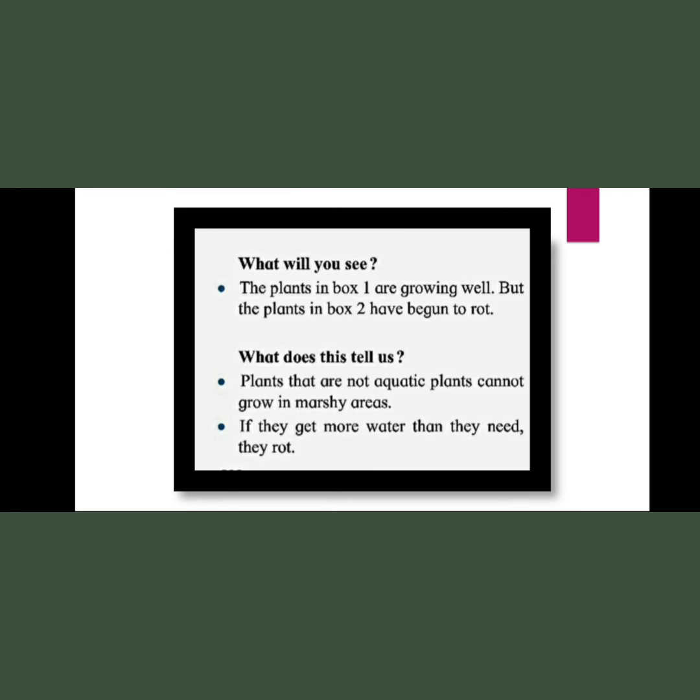What will you see? The plants in box 1 are growing well, but the plants in box 2 have begun to rot. What does this tell us? Plants that are not aquatic plants cannot grow in marshy areas. If they get more water than they need, they rot. Any type of living things will be found only where all its needs are fulfilled.